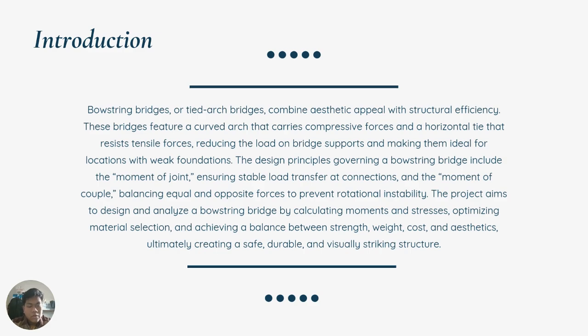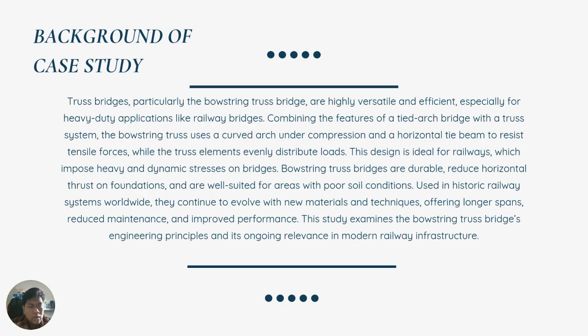Now we move to background of case study. Truss bridges, particularly the bowstring truss bridge, are highly versatile and efficient, especially for heavy-duty applications like railway bridges. Combining the features of a tied arch bridge with a truss system, the bowstring truss uses a curved arch under compression and a horizontal tie beam to resist tensile force, while the truss elements evenly distribute loads. This design is ideal for railways, which impose heavy and dynamic stress on bridges.